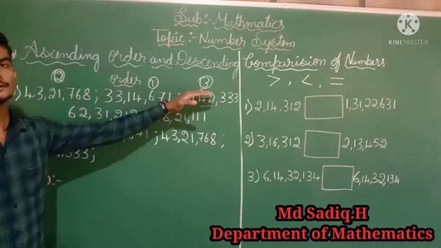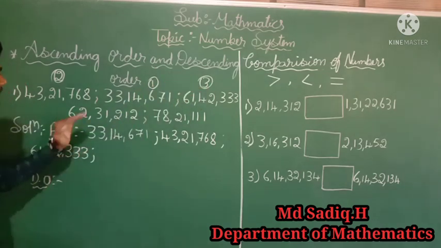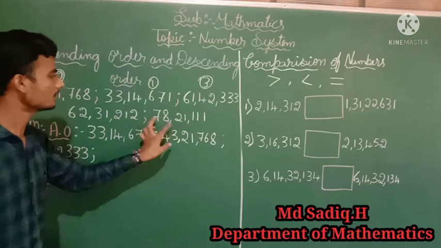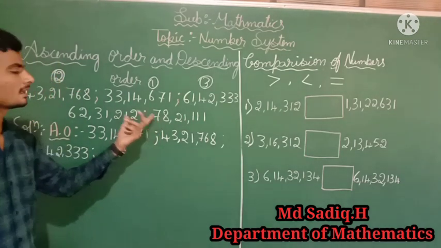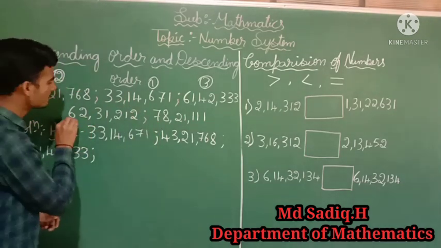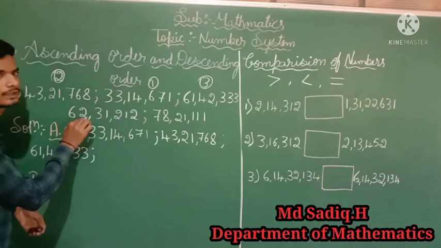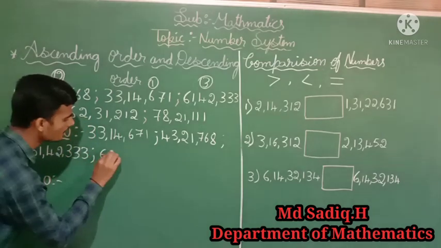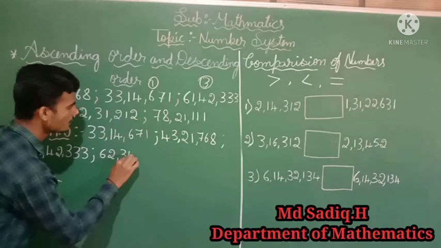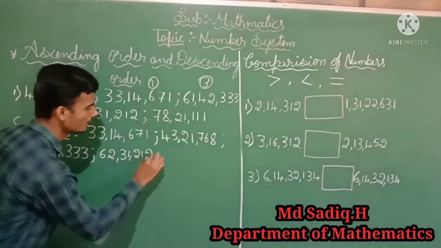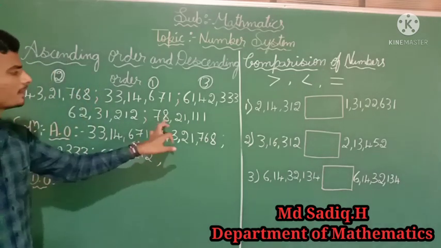Next, we have to find the fourth smallest number. Which is the fourth smallest number? Now, in these two numbers, you have to compare. This is the fourth smallest number, 62 lakh 31,212. Next, which is the remaining number?